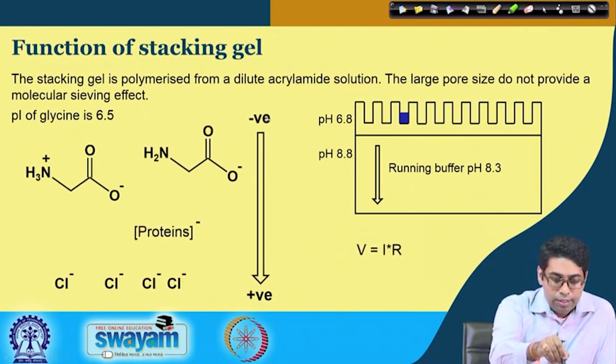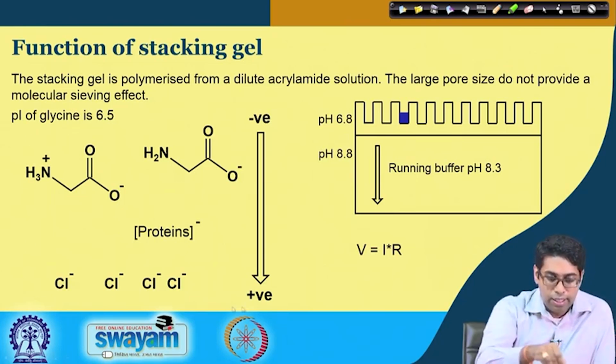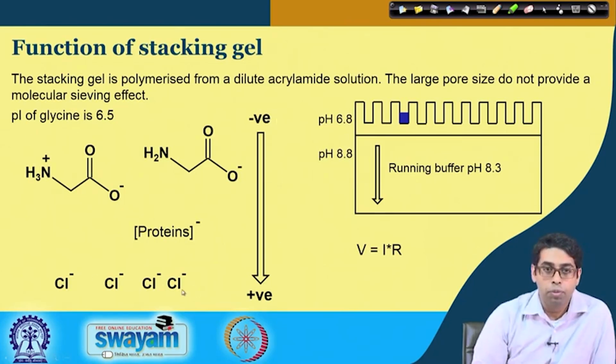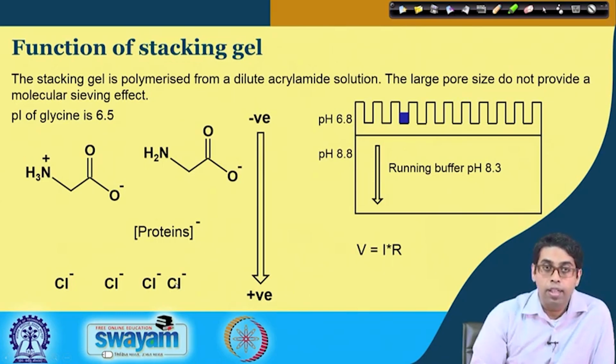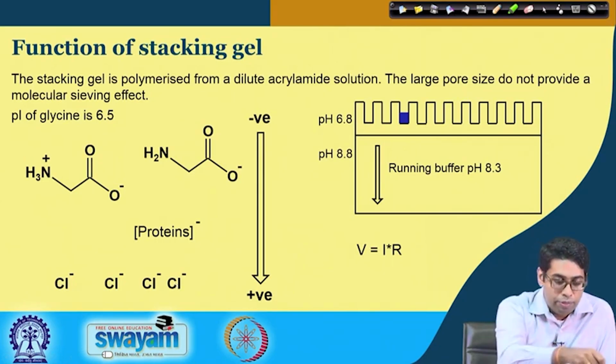Now, this is our stacking gel. The chloride ions have very high electrophoretic mobility. So, in this stacking gel, when the voltage is applied, the chloride ions move very fast, and what they do is they actually form the front. So, there is a very tight chloride ion front that is formed in the front of the gel, because they are moving the fastest.